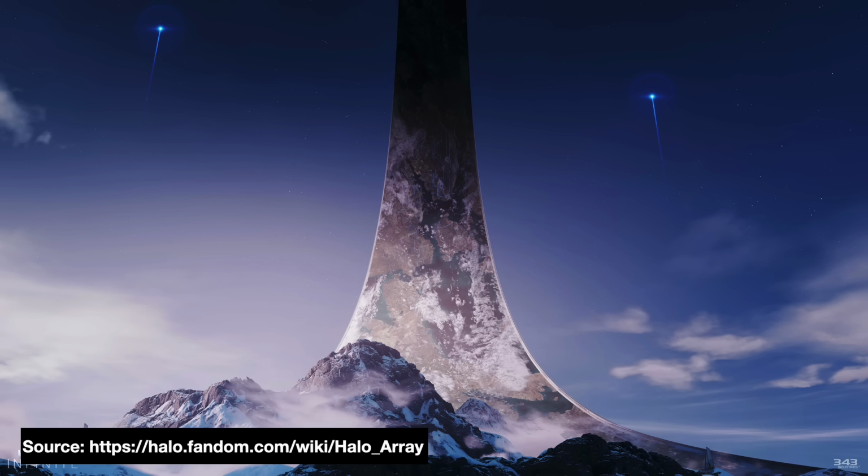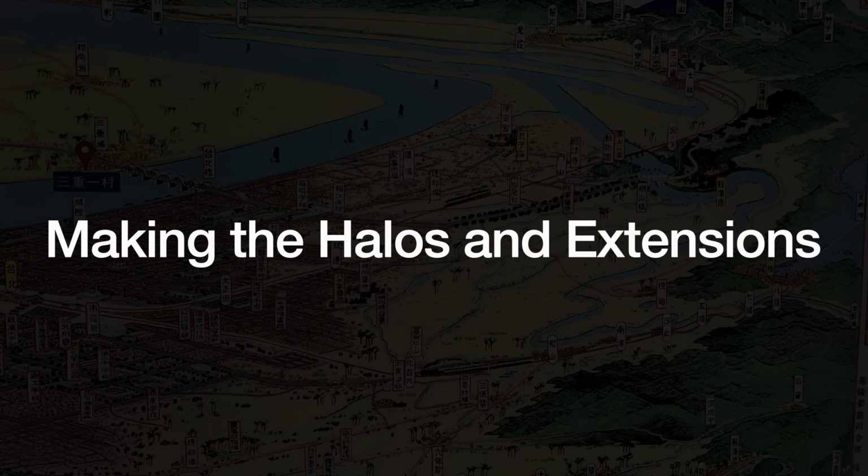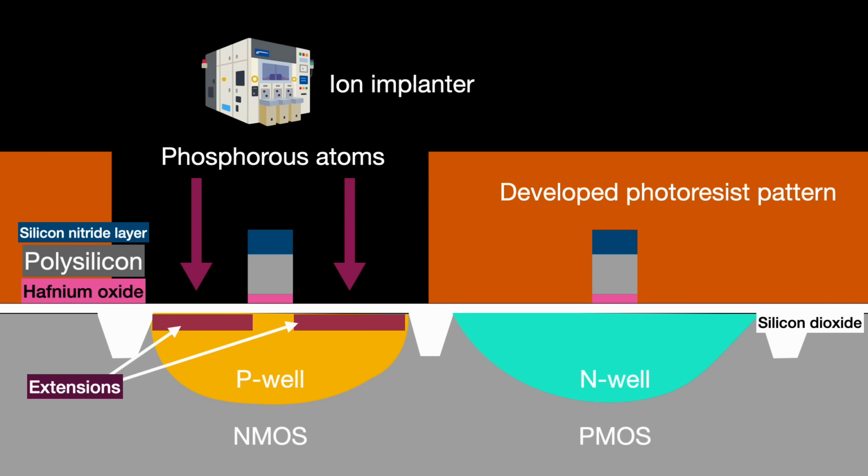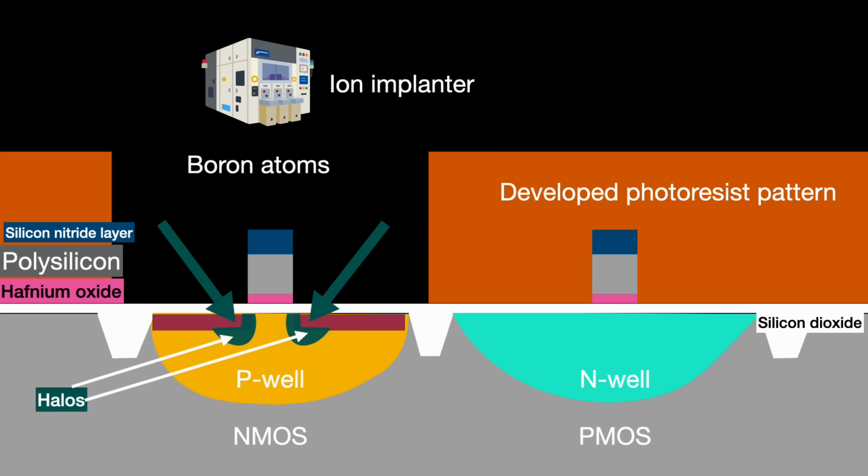It begins again with lithography, another set of photoresist, exposure, and development steps to seal away the PMOS area under the photoresist layer and ensure that only the NMOS area gets treated. An ion implanter first fires phosphorus atoms into the NMOS's p-type silicon well to create the extensions. Then boron atoms are fired at an angle under the gate to create the halos.